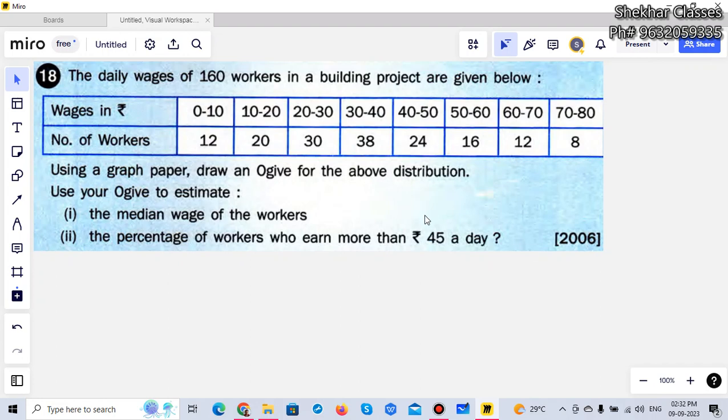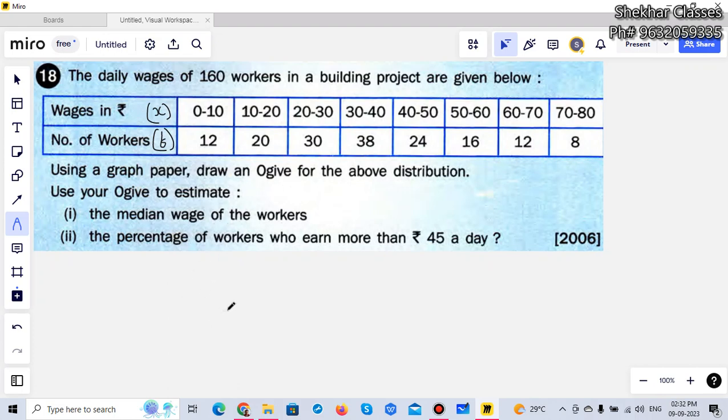The daily wages of 160 workers in a building project are given below. You can see that they have given the wages here. These are the wages, basically X, and these are the frequencies they have given you. So the first thing that we have to do is check whether these classes are exclusive or not. They are all exclusive, meaning overlapping.